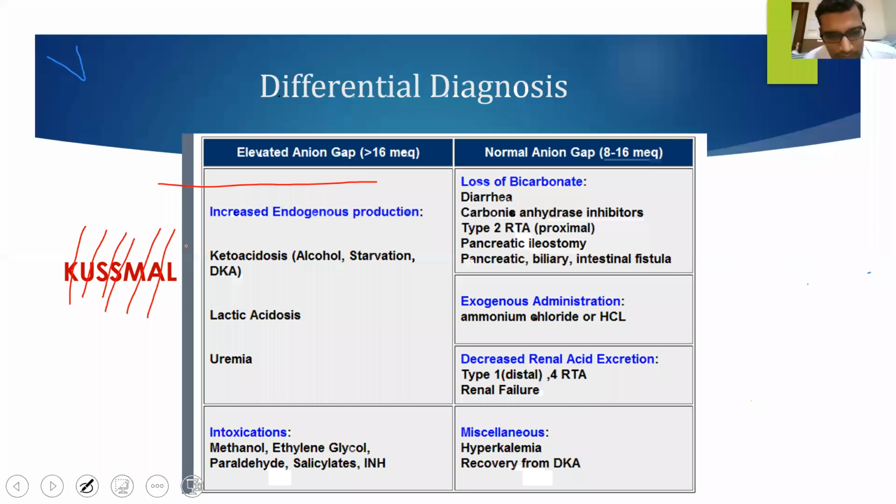Any shock causing lactic acidosis will give you a high anion gap metabolic acidosis. So all this means there are some extra acids. For normal anion gap, the mnemonic is diarrhea. In diarrhea, what happens? We are losing bicarbonate in the stool. Then in renal tubular acidosis, we are losing bicarbonate in the urine. So we are losing it either in the urine or in the stool. The others would be ureterosigmoidostomy and ammonium chloride poisoning.